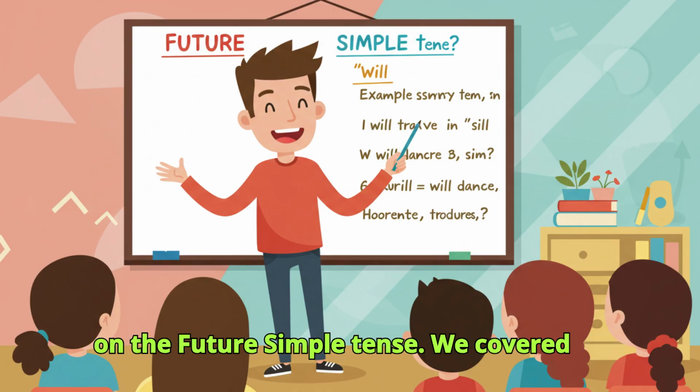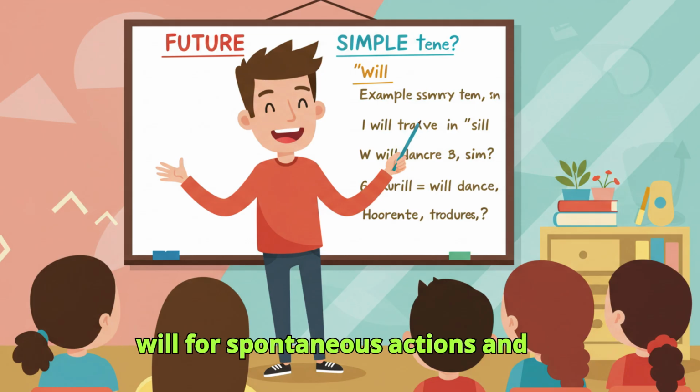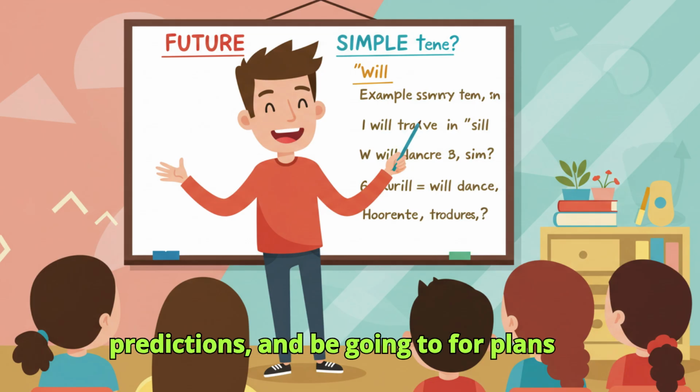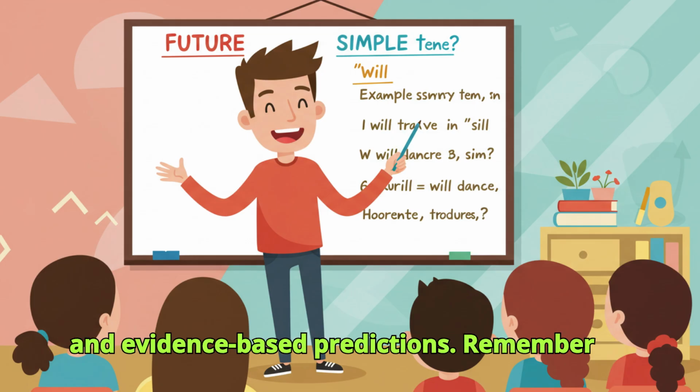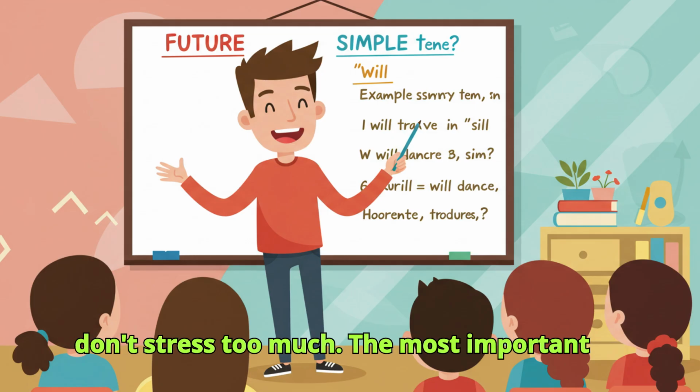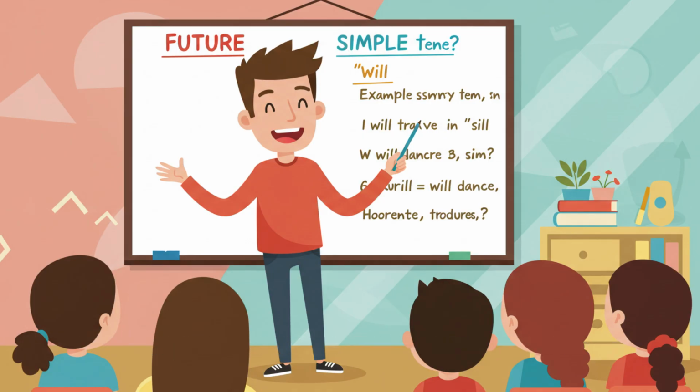And that's a wrap on the future simple tense. We covered will for spontaneous actions and predictions, and be going to for plans and evidence-based predictions. Remember that often they are interchangeable, so don't stress too much. The most important thing is to communicate your idea.